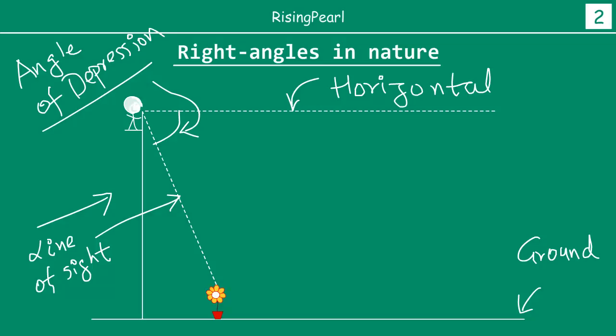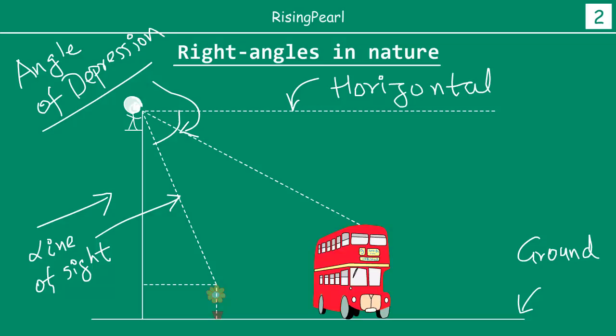So similarly, friends, let's say there is a double-decker bus which is going close by. I can look at the top of the bus, right? Then this is my line of sight when I'm looking down at the top of the bus. And then this angle, let us mark it a little differently, is the angle of depression when I'm looking at the bus, right? Because from my eyesight, this is the line of sight, and this is the horizontal.